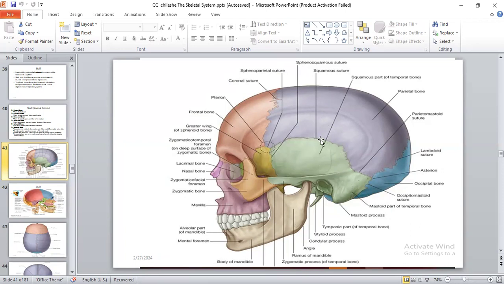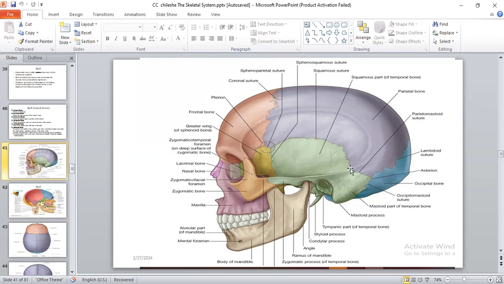We are going to call this suture the squamous suture, okay? And then we have this part that articulates with the sphenoid bone. Because this is the squamous portion and this is the sphenoid bone, we are going to call this suture the sphenosquamous suture.